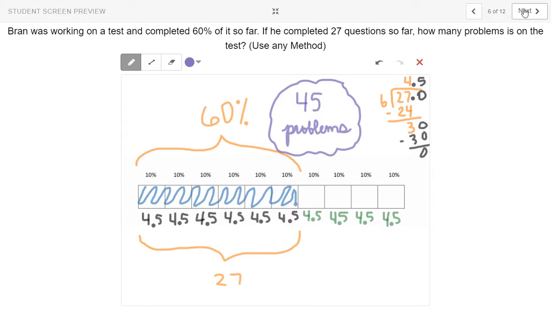Brand was working on a test and completed 60% of it so far. If he completed 27 questions so far, how many problems are on the test? So 60% shaded, that represents 27 problems. So I divided 27 by 6 and I get 4.5. That means each 10% is 4.5. That means that the whole test was out of 45 problems. And again, you could always solve this by using proportion, like 60 over 100 equals 27 over, and then a variable.